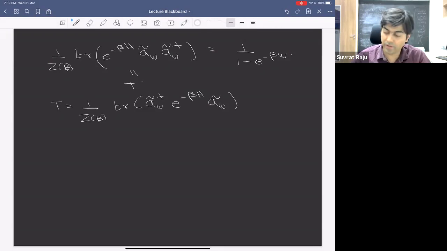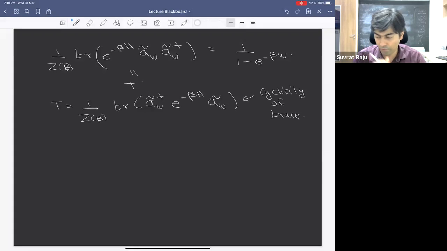This is just using the cyclicity of the trace. Okay, so I had a trace and I said, I know something about traces. I was taught in high school that traces are cyclic, and so I can move things around. And so I moved this from the front to the back. Okay, great. So now I also know how this commutes with the Hamiltonian.